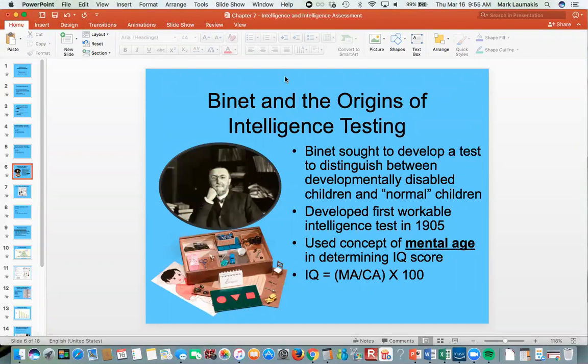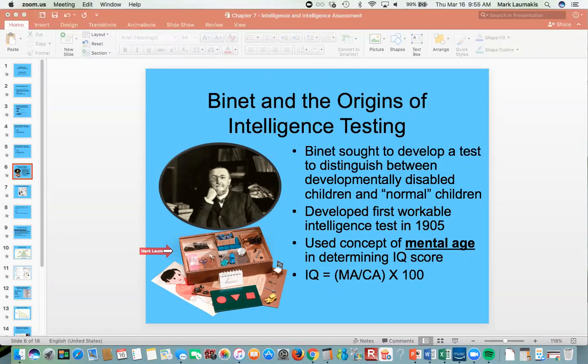Alfred Binet is a name that you're going to encounter as you read about this stuff in the textbook. And he sought to develop a test in the early 1900s to distinguish between what today we would call developmentally disabled kids and quote-unquote normal children. The idea was, can we screen these kids and then offer appropriate programming to support kids who have some problems with learning or whatever the case might be, okay? Ultimately, he develops what is the first workable intelligence test in the early 1900s. In 1905, you can see some of the materials pictured down below here, okay?